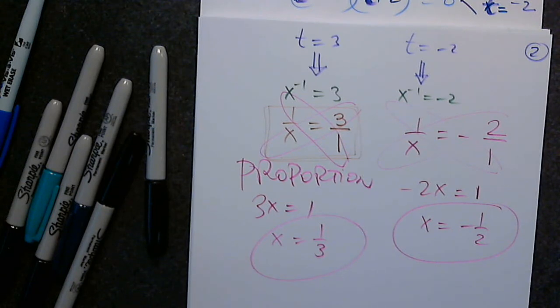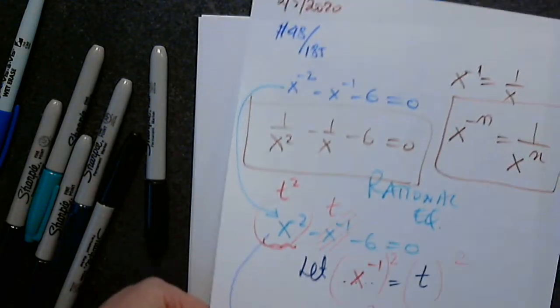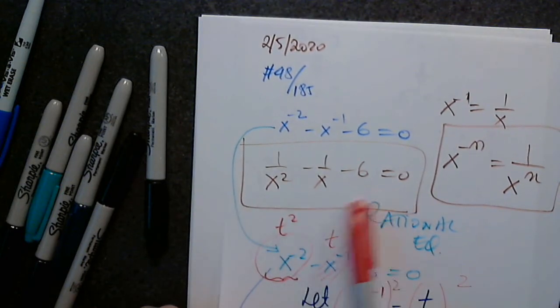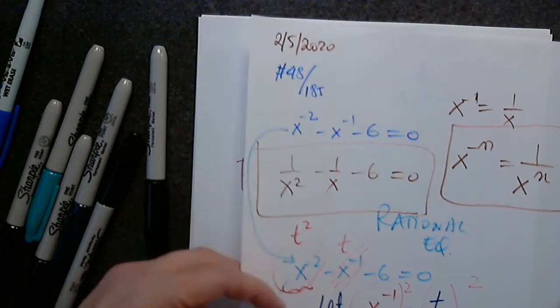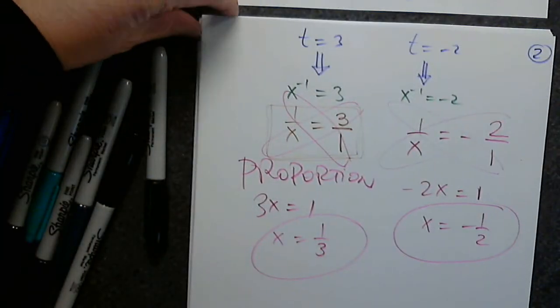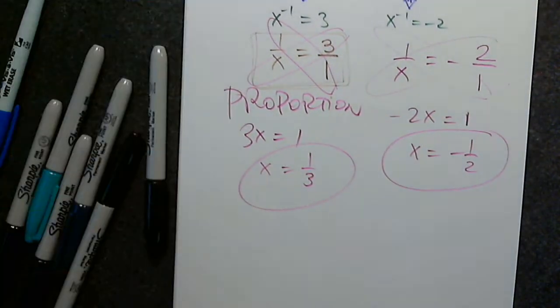So this is how equations quadratic in form are solved using a substitution. Did you have to do this? No, you could have solved it as a rational equation. You would have gotten the exact same answers, of course. But we wanted to practice the method of substitution for quadratic in form.